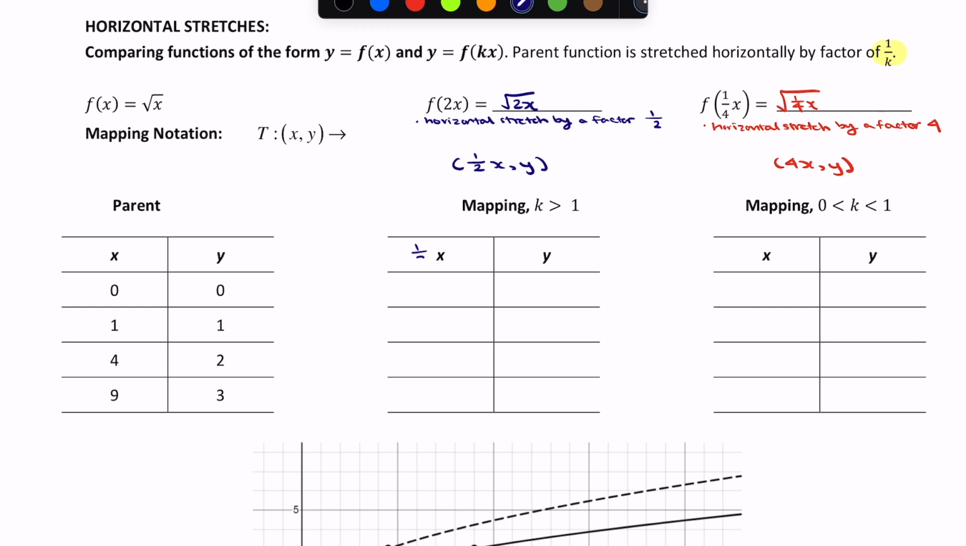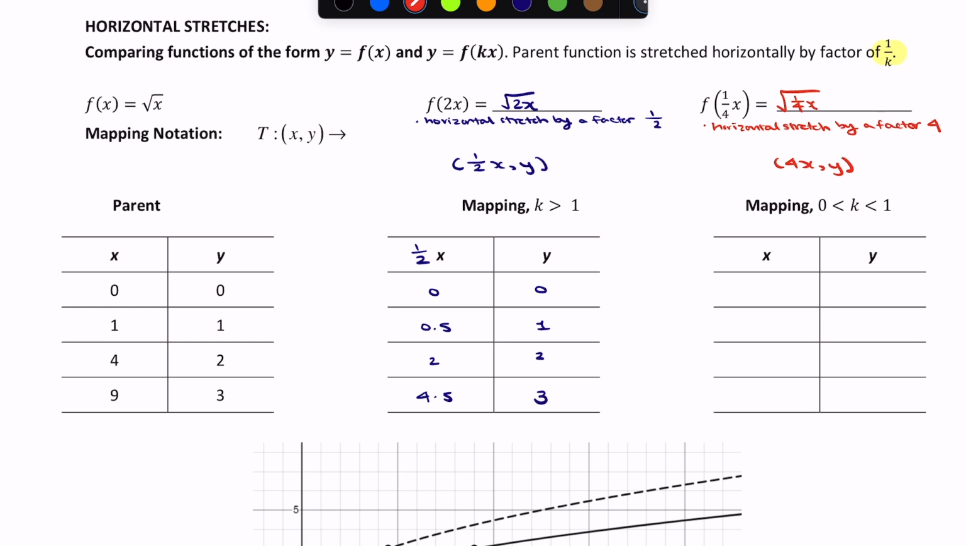So here, our x values are multiplied by 1/2 or divided by 2. So we have 0, 0.5, 2, and 4.5. And our y values stay the same. So those would be 0, 1, 2, and 3. And that is if our k value is greater than 1.